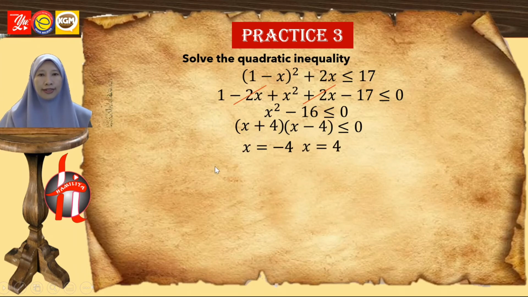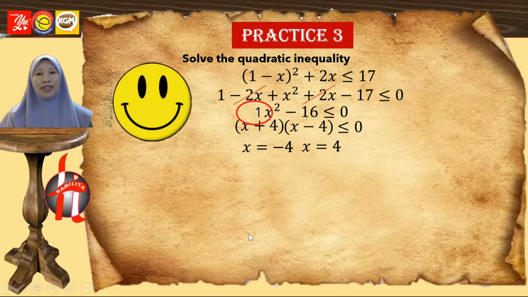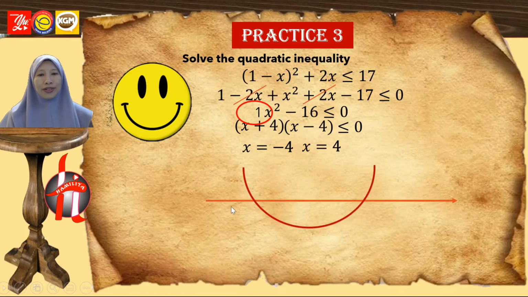Now to sketch the graph, we look at the a here is positive, so we are going to have a happy quadratic graph. Now we label the root -4 and 4. After that, we have to determine where is the part which gives us a function greater than 0. So greater than 0, it must be above the x-axis.